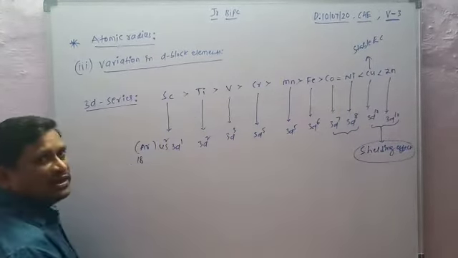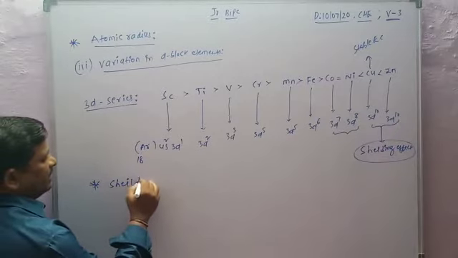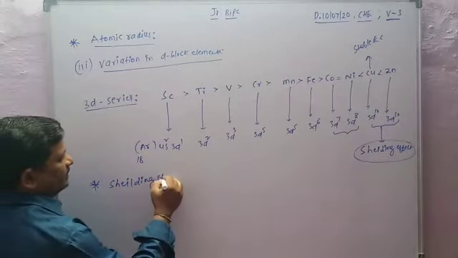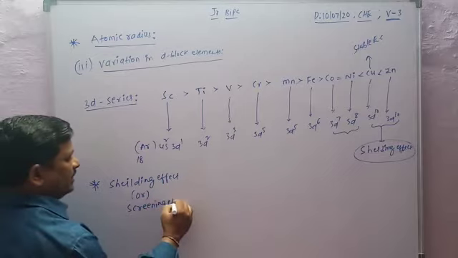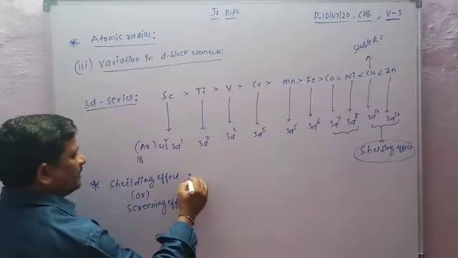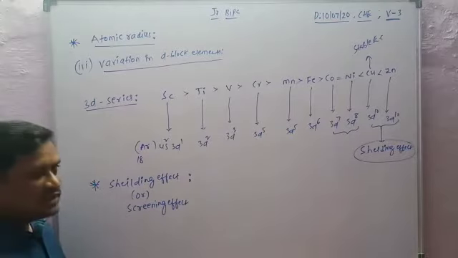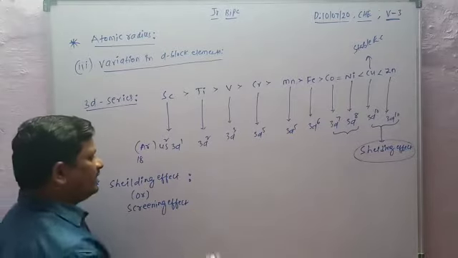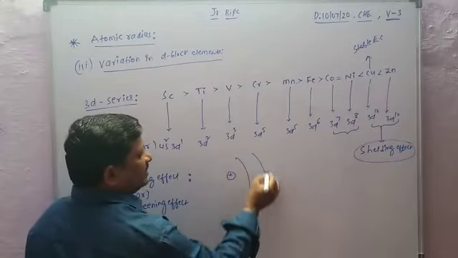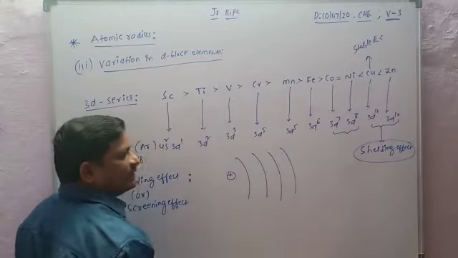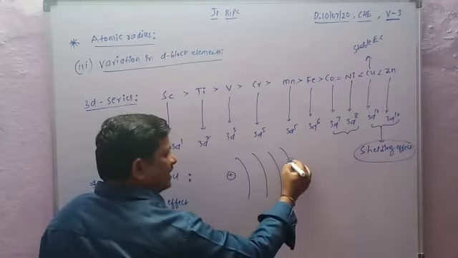Shielding effect, or screening effect. It simply means this: there is the nucleus, then the first orbit, second orbit, third orbit, fourth orbit, like that. Now there are the valence electrons.